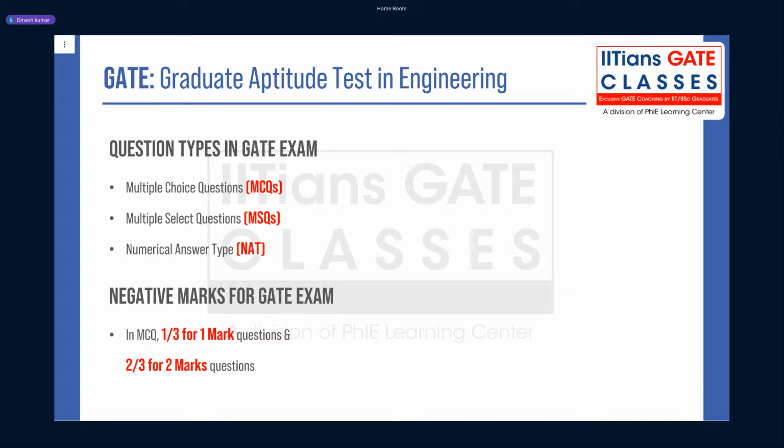Now there are three types of questions they ask in the GATE exam: multiple choice questions, MCQs, multiple select questions, MSQs, and numerical answer type questions, NATs. There is negative marking involved only with MCQs, and there is no negative marking for MSQs and NATs.